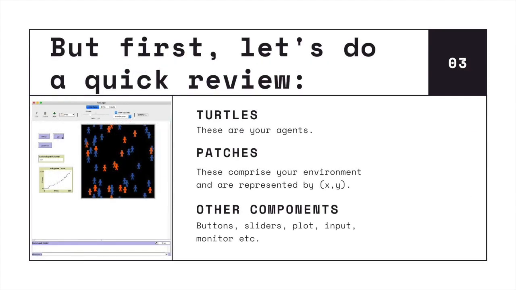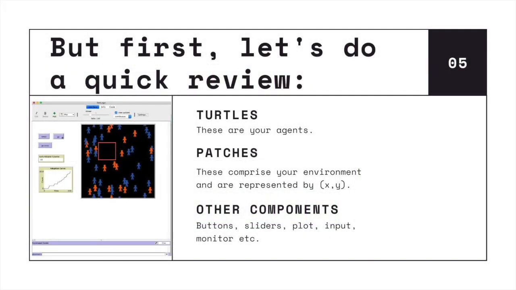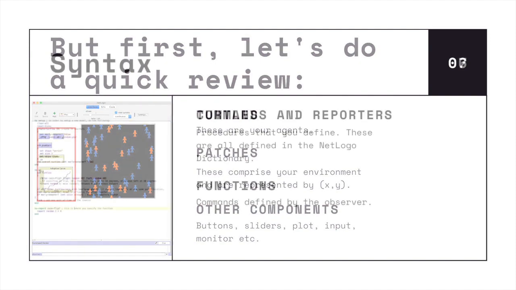I hope you still remember our tutorial with Erica from a few weeks ago, where she described the different components of the NetLogo model. You have your turtles, which are your agents. You have your patches, which comprise your environment, and these are represented by x and y coordinates. So if you can just imagine an x and y axis with 0, 0 being at the center, then that is your environment. But in the case of this model, I just made it all black to lessen the complication. And then you also have other components such as buttons, sliders, plot, input, monitor, etc.